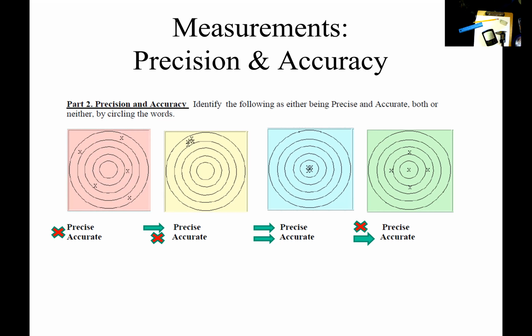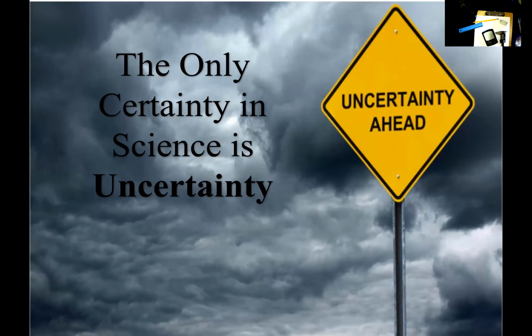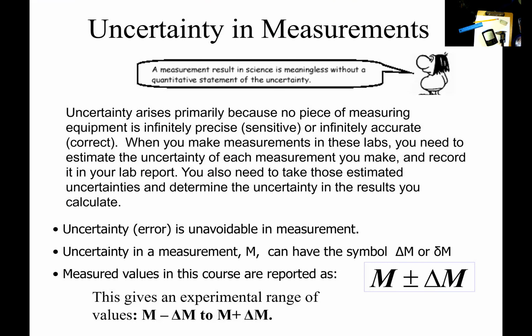I love this diagram because it gives you a visual of what precise and accurate look like, because we don't really have images like this when we're measuring things, but it's a really good metaphor. So remember it. The only certainty in science and in life is uncertainty. And uncertainty doesn't mean that you're doing a bad job or that your results aren't accurate. It just is a fact of life. In fact, a measurement without a quantitative estimate of the uncertainty is meaningless. And that's something that's really important in all of science.